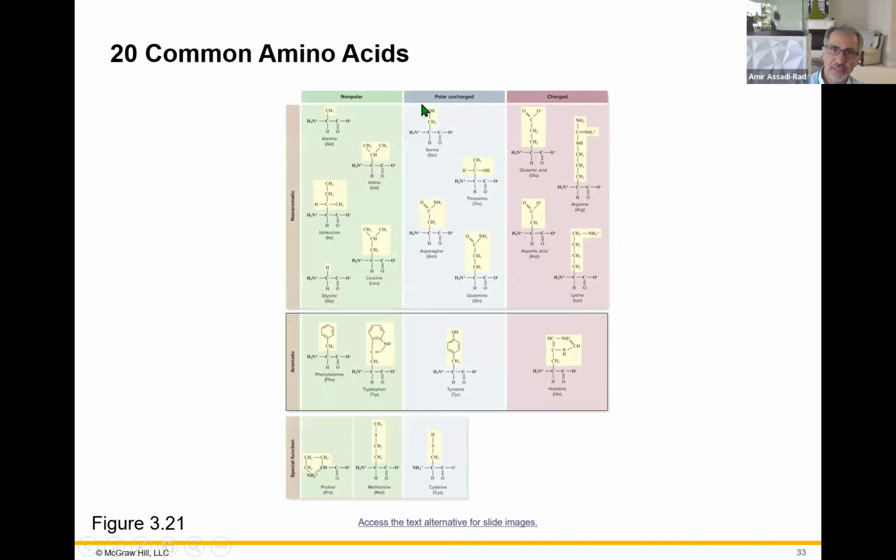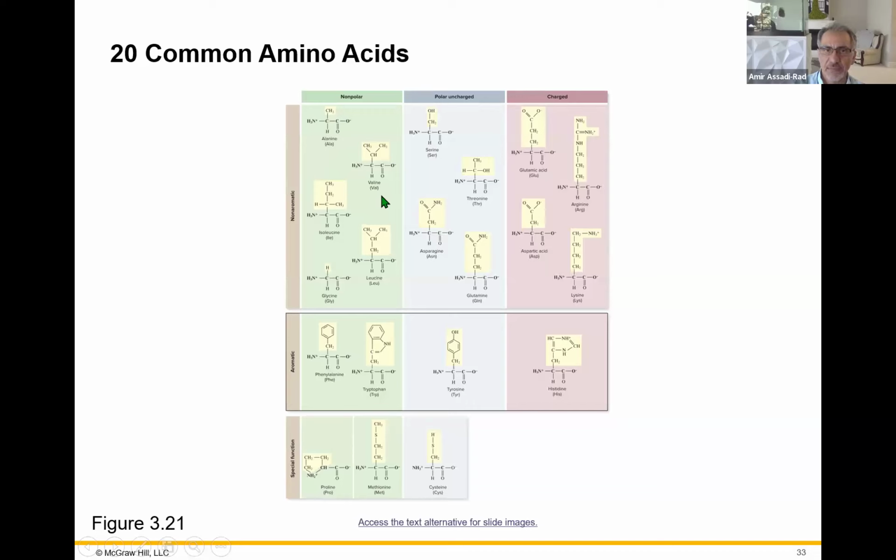Here are the amino acids. You guys, I don't expect you to memorize the structure of these amino acids, but I expect you to recognize the names. You should recognize the names.